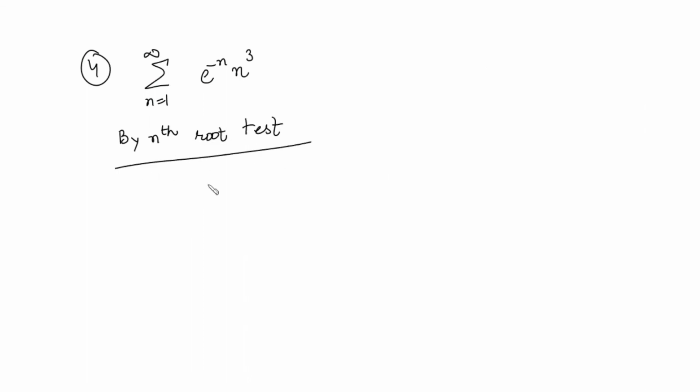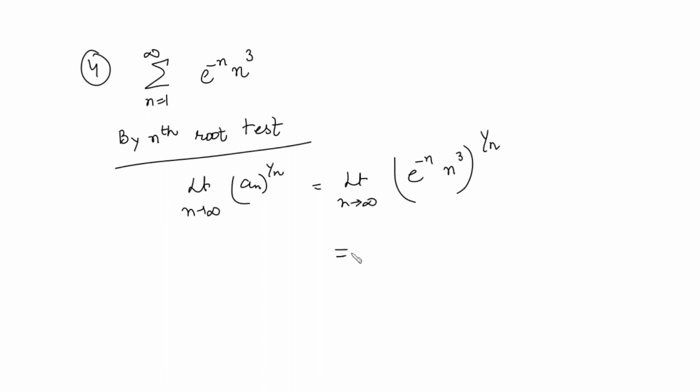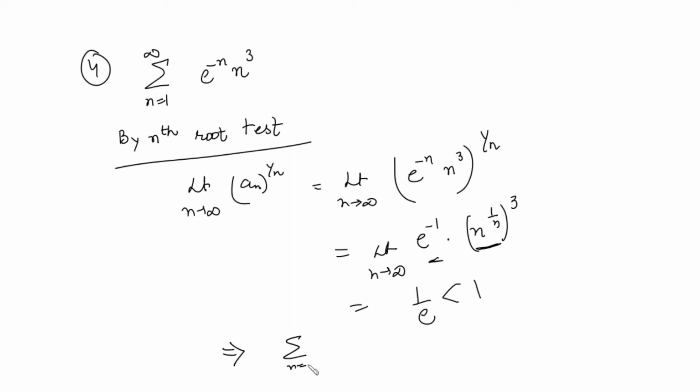By nth root test, the limit of the nth root of the nth term, this is e to the power minus n into n cube, to the power 1 by n. So you will have e to the power minus 1 into n to the power 1 by n, whole cube. When you find out the limit of it, this is as it is and this is approaching 1. So 1 cube is 1. So we will have 1 by e. Since we know that e is greater than 1, it is 2 point something, so 1 by e will be strictly less than 1. So whenever this limit is strictly less than 1, by nth root test the given series is convergent. So this is convergent.